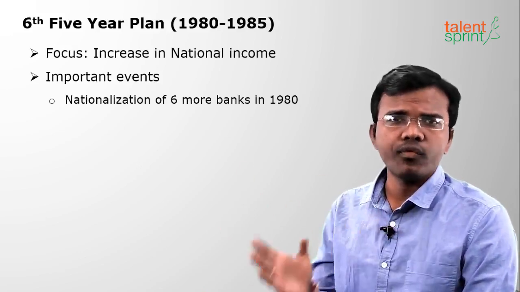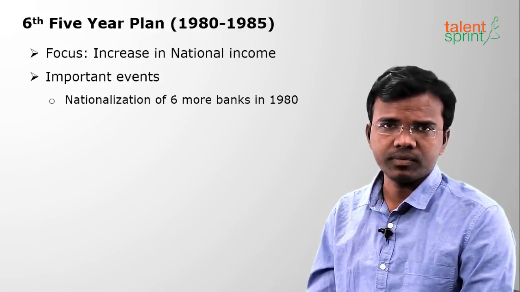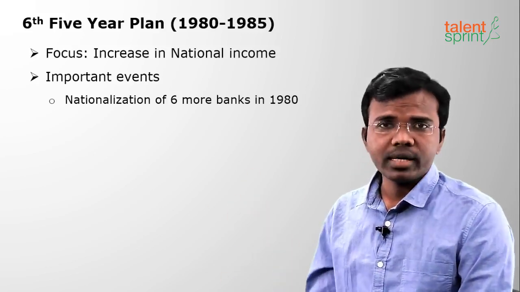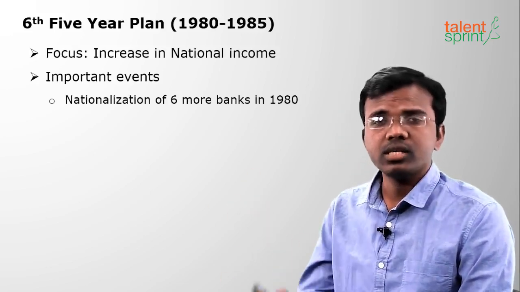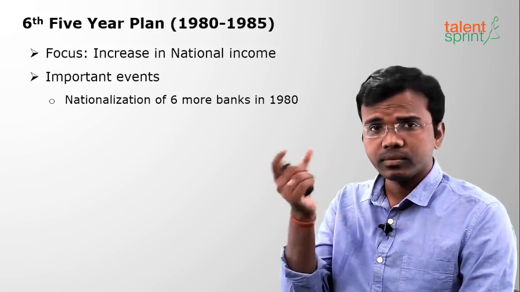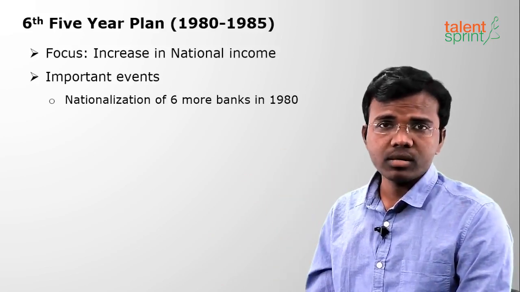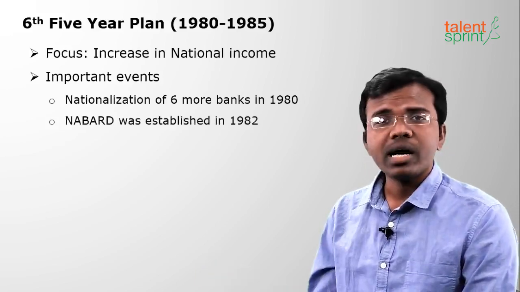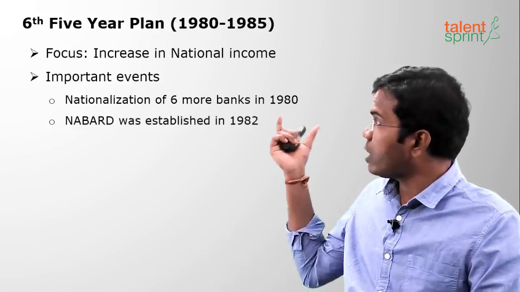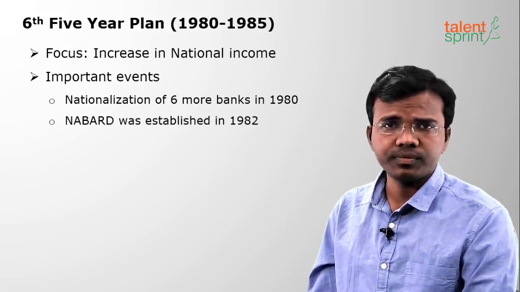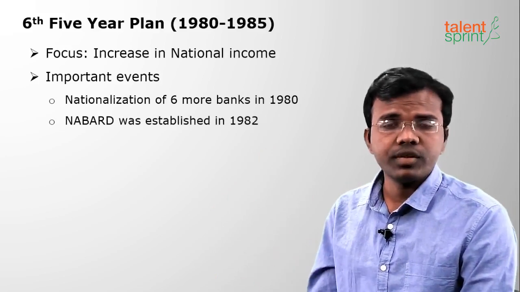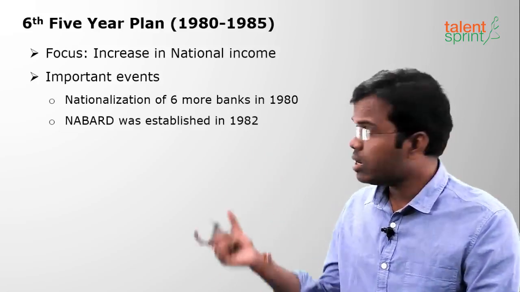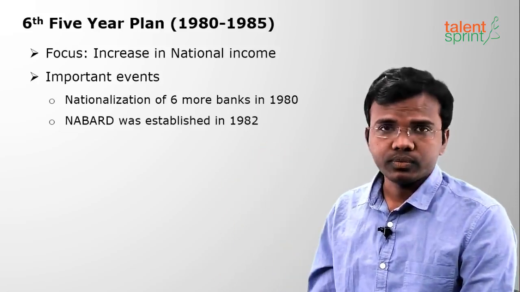So there are only 2 phases of nationalization in India. 14 first, and in the second phase 6 more banks in the year 1980. These 6 more banks were having 200 crore rupees or more capital money. Okay, and NABARD was established during this 6th 5-year plan. This is a very repeated question. NABARD was established during which 5-year plan? It is 6th 5-year plan, in the year 1982.